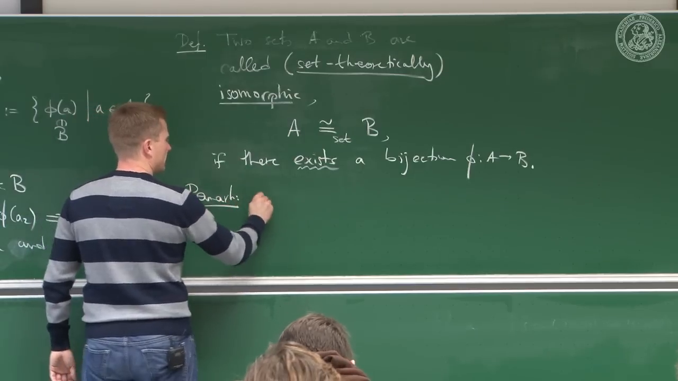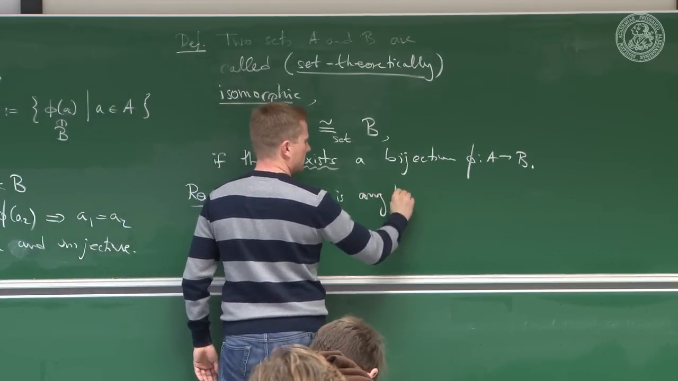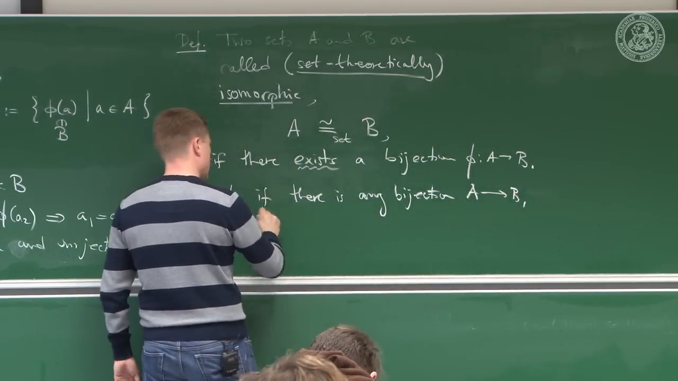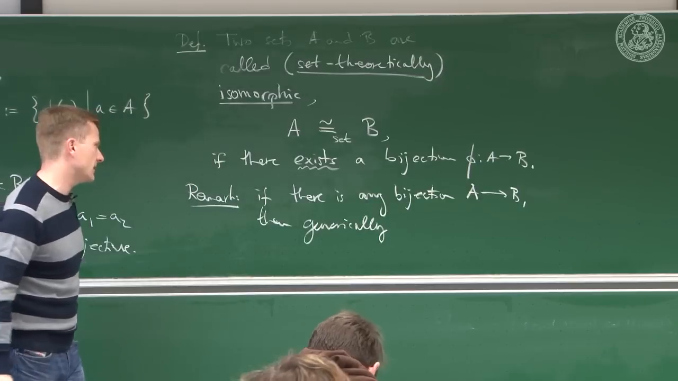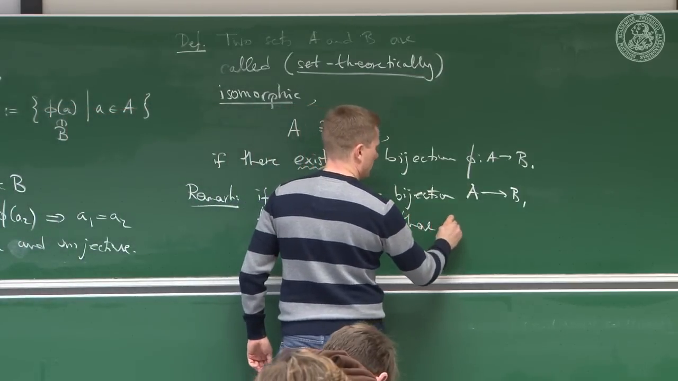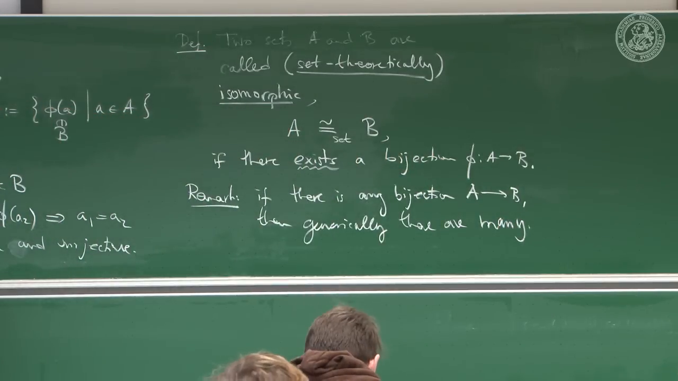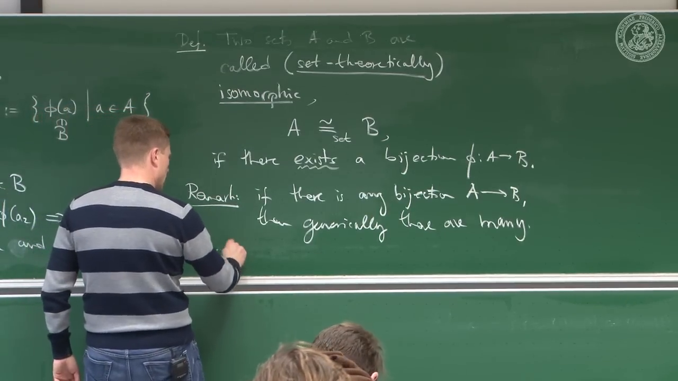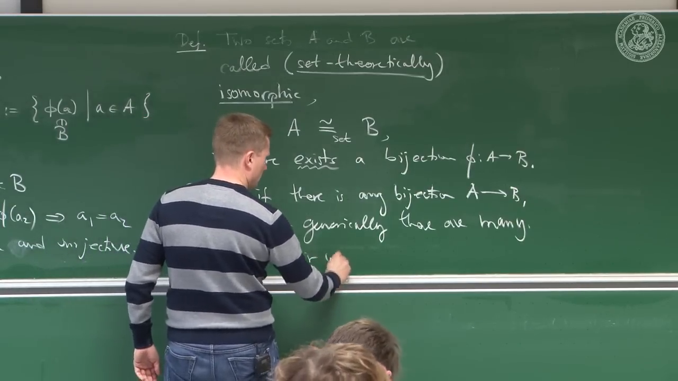An important remark is, if there is any bijection at all from A to B, then generically, that means only in exceptional cases it's not the case, there are many. That means there is not a unique such bijection. The whole criterion is that there exists such a bijection. And the intuition about this is to pair up elements of A and B.